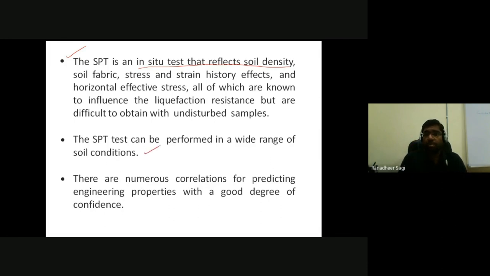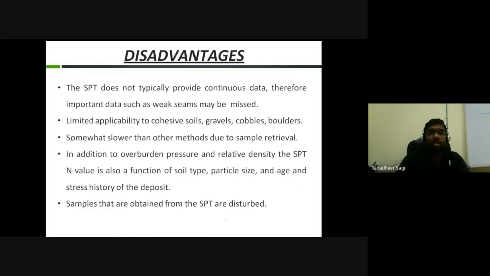The SPT test can be performed in a wide range of soil conditions. It need not be performed only on sandy soil. It can be performed in a wide variety of soil conditions. And as I mentioned, you have numerous correlations for predicting the engineering properties with a good degree of confidence. So relatively with better accuracy, you can determine the various engineering properties, knowing the SPT N value of that particular soil. And likewise, you have different disadvantages also with regard to this particular test.